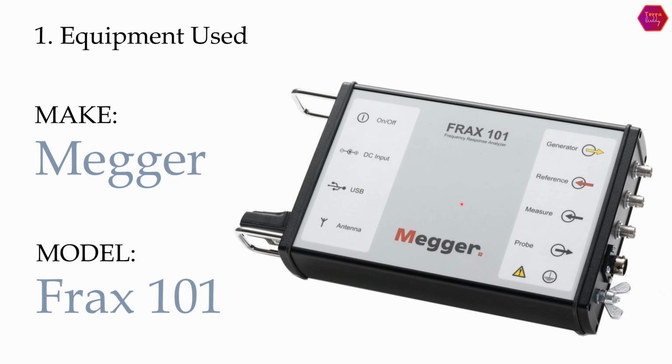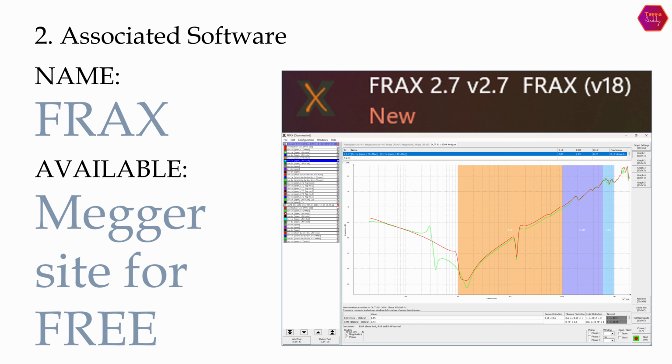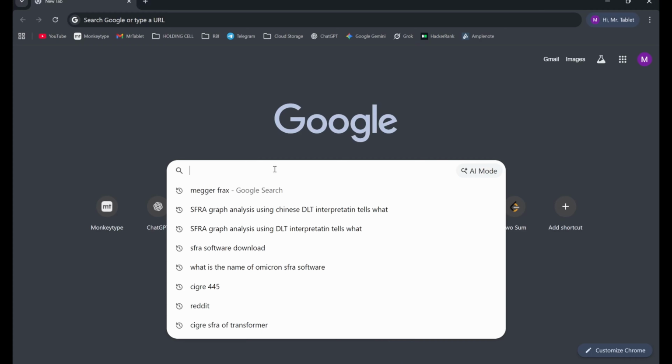The equipment used is of Megger make and the model number is Frax 101. This equipment is used for SFRA testing. The associated software is Frax 2.7. It is available at the Megger website for free. Let us see how to download the Frax software.